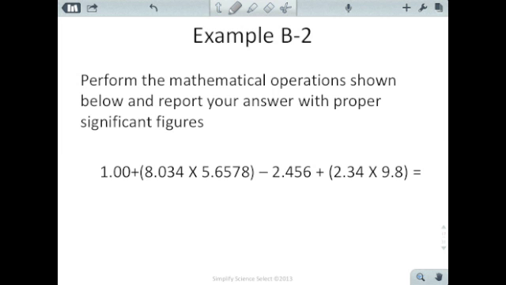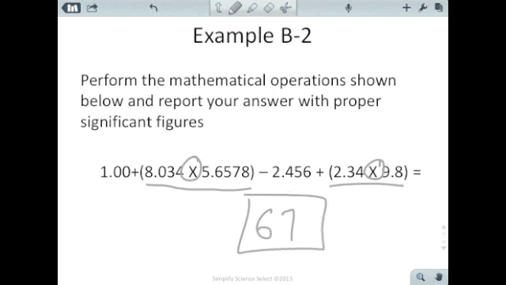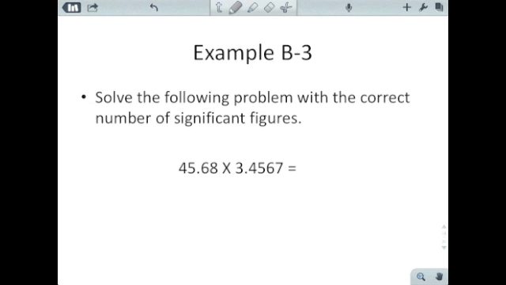Looking at example B2. It says perform the mathematical operation shown below and report your answer to the proper significant figures. Remember, when we're working this out, make sure that you do the parentheses first. Follow the rules for multiplication within the parentheses, and then you're adding and subtracting. Make sure you follow the rules for addition and subtraction with significant figures. You should get an answer right around 67. Okay, guys, on B3, make sure that you work this one out following your rules for significant figures, and you should get an answer of 157.9.